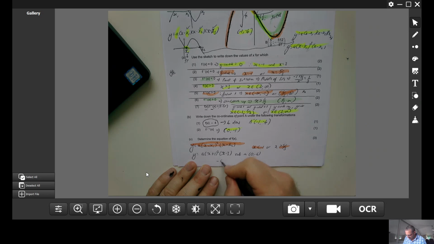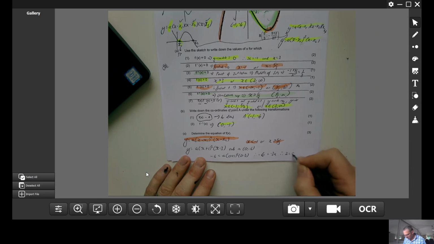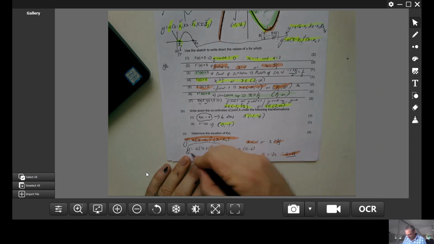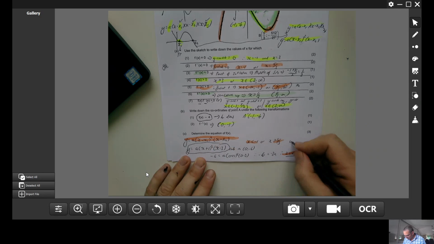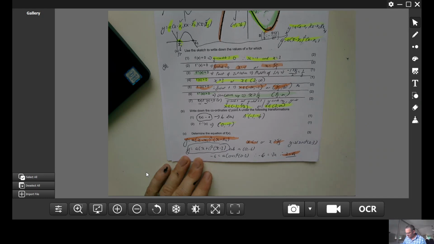And I get negative 6 is equal to a times 0 plus 1 squared times 0 minus 3. So therefore negative 6 is equal to, that's 1, that's negative 3, negative 3a. Divide by negative 3, and a is equal to 2. Okay, so a is equal to 2. So if I go back to your general form over here, I end up with y is equal to 2 times x plus 1 squared times x minus 3, and that is the equation.